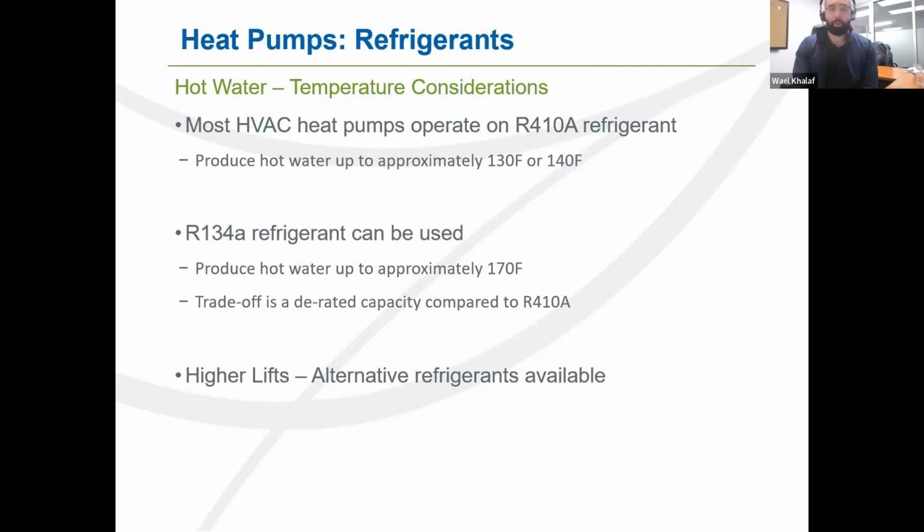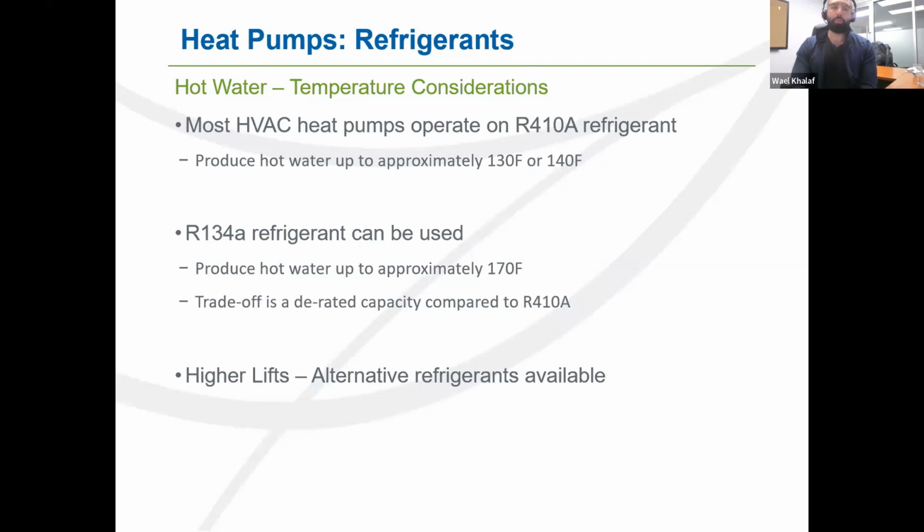Air to water or water to water R410A machines generally can produce hot water up to 130 and sometimes up to 140 in some cases. And then if we switch to 134A, it generally allows us to get a bit of a boost in outlet temperature, where we can produce 160, maybe 170 in some cases, which is a pretty hot and interesting water temperature.